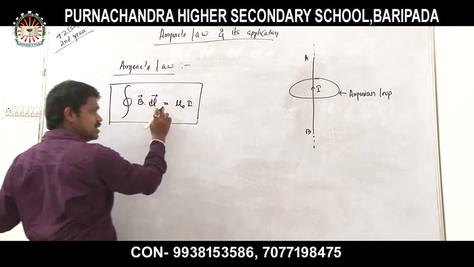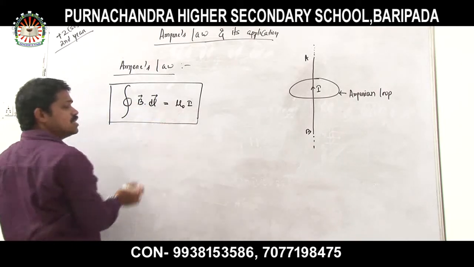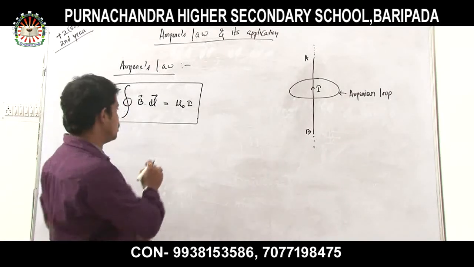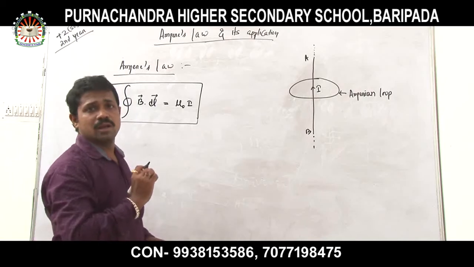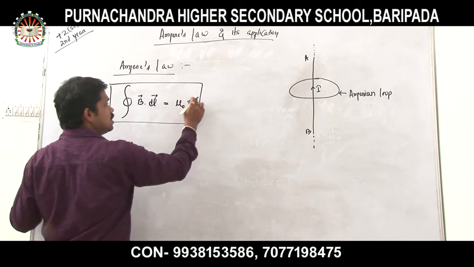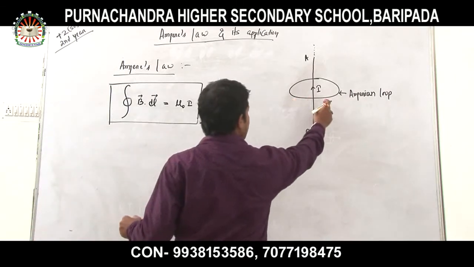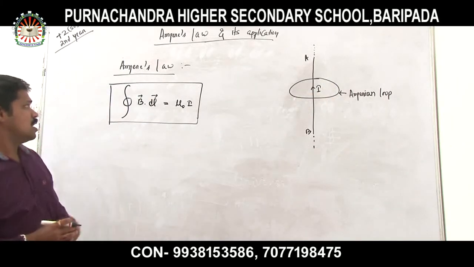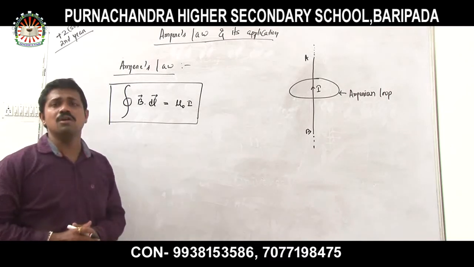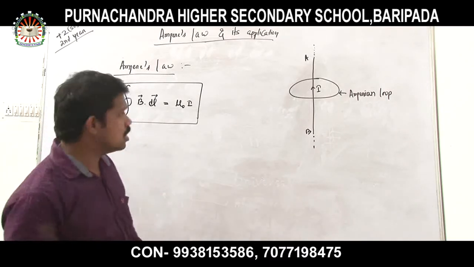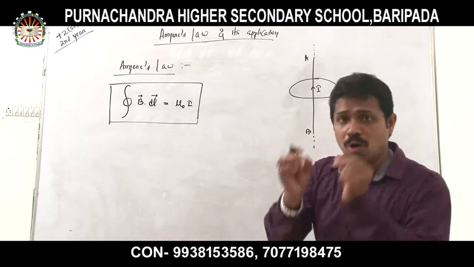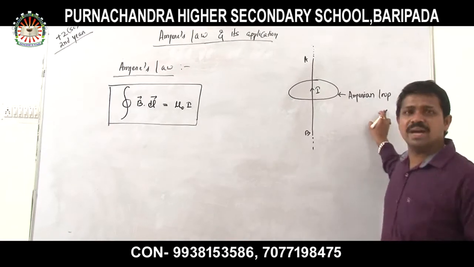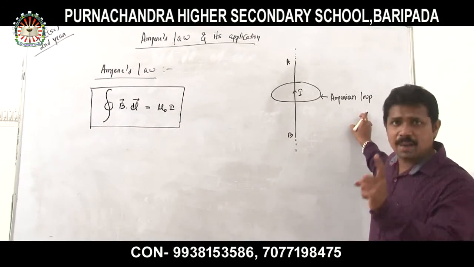that is equal to mu 0 times, what is mu 0? Mu 0 is nothing but the permeability in free space. So mu 0 times the total current enclosed by that loop. What is the total current enclosed by that loop? That is I. So the closed integral of B dot dl is equal to mu 0 I. Understood? And one more thing: that closed loop or closed path, whatever I have taken here, is called the Ampere's loop.